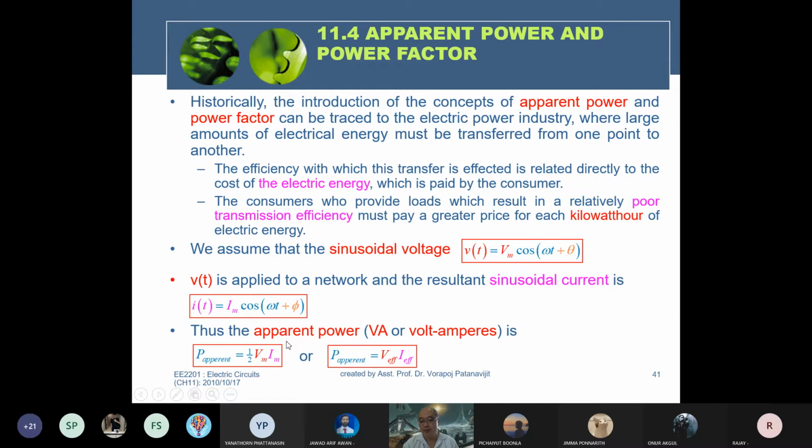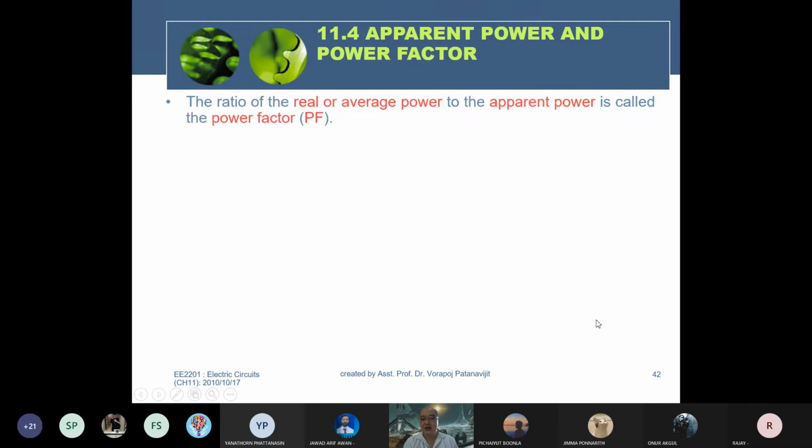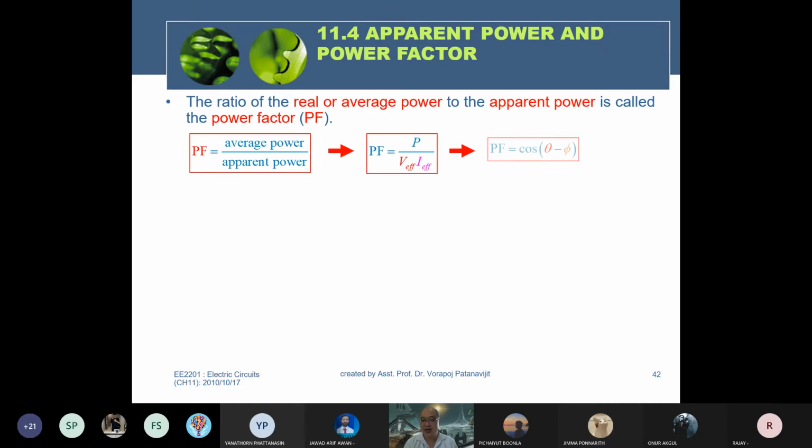We don't care about the phase difference between them. Therefore, the unit of the apparent power is VA. It's not watt, it's VA. It comes from volt and amp. Okay, the apparent power is equal to the effective value of the voltage multiplied by the effective value of the current. Now, the ratio of the real, or average, power and the apparent power is the so-called power factor, okay?